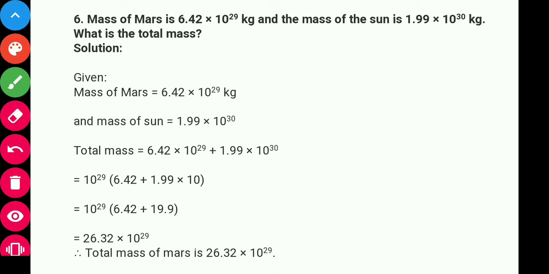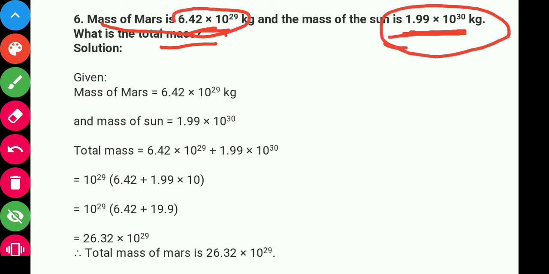It is given that the mass of Mars is 6.42 into 10 to the power 29 kg, and the mass of the Sun is 1.99 into 10 to the power 30 kg. So what is the total mass? The mass of Mars is given and the mass of the Sun is given. It is just the total mass, so you know we have to add these two masses.